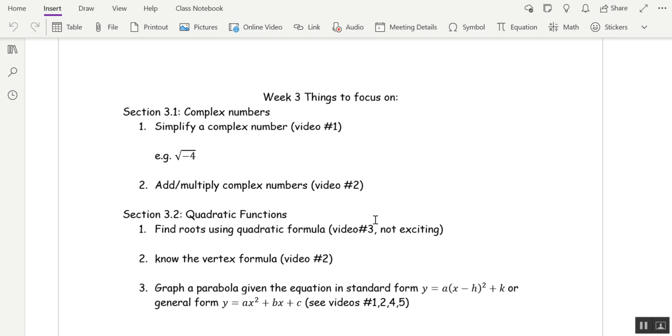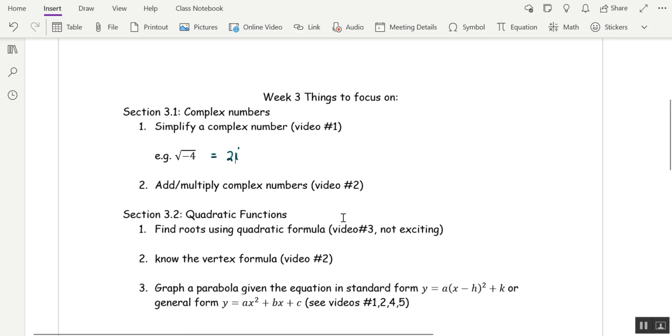So simplify a complex number. For example, you want to be able to write the square root of -4 as 2i. That's it. And then a bit of adding complex numbers and multiplying complex numbers. That's in video 2. Video 1 talks about simplifying complex numbers.